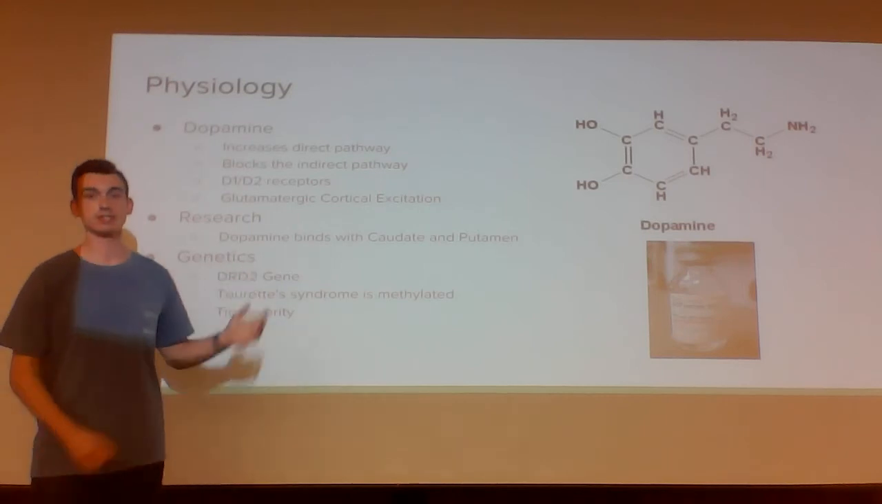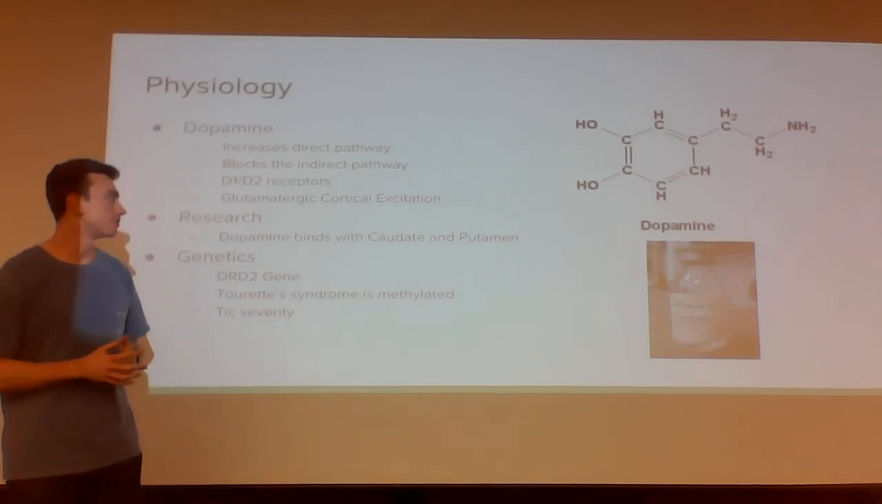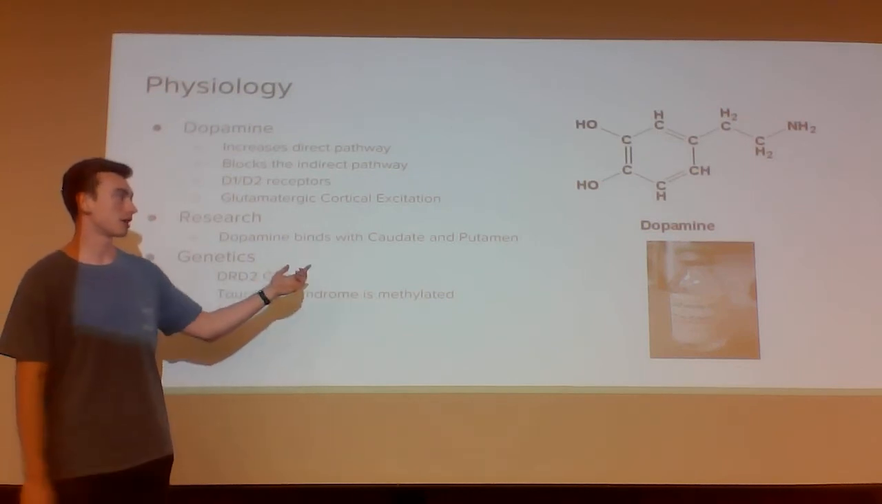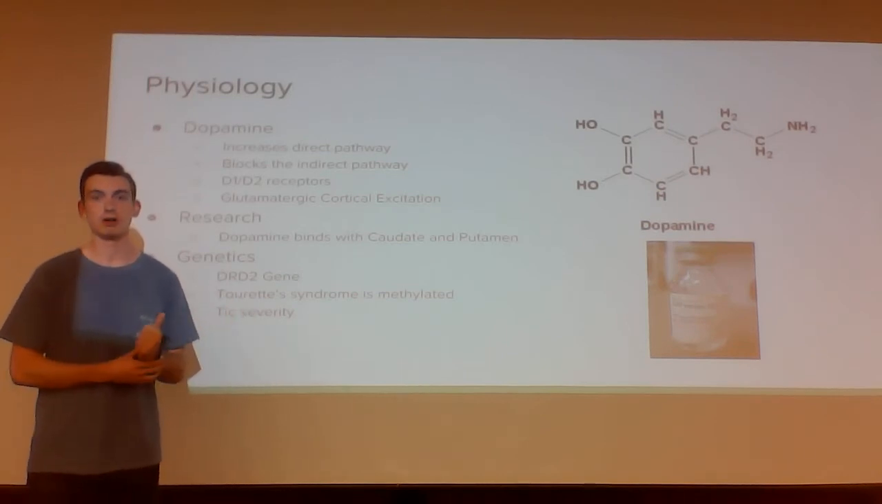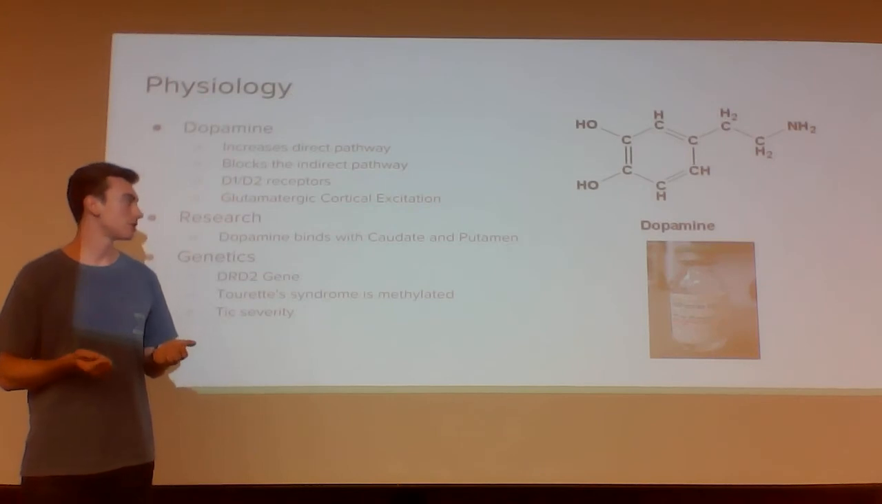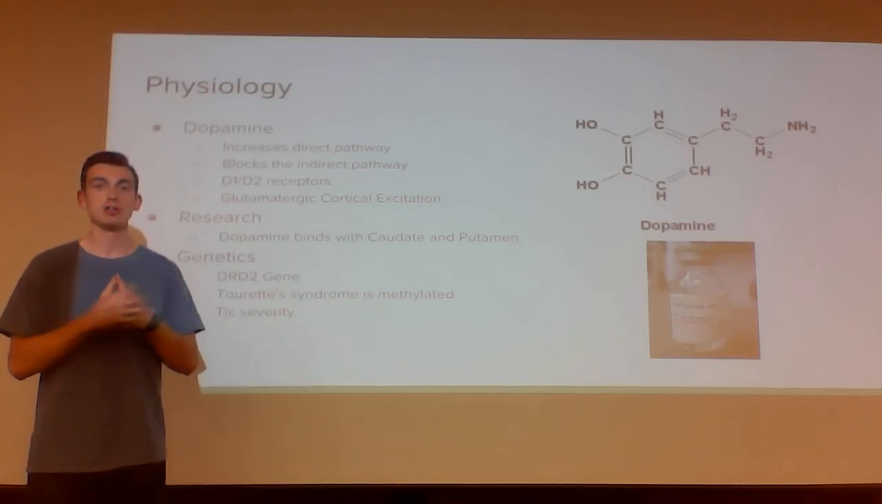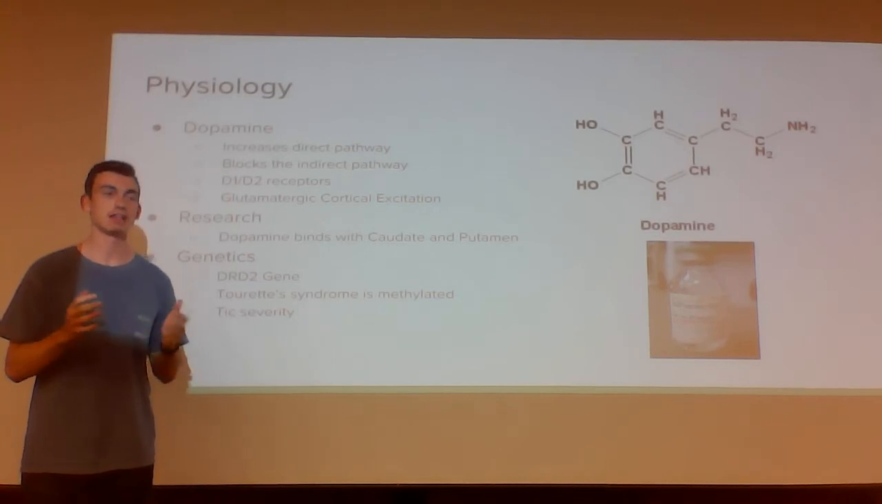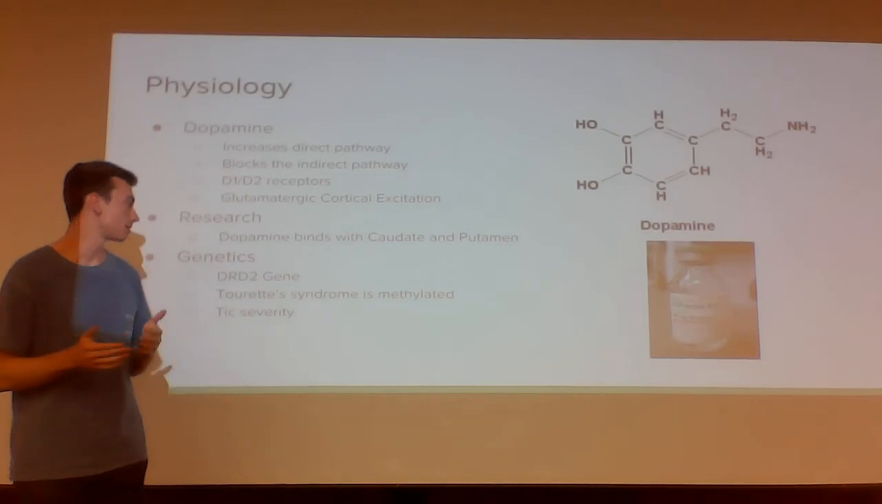Some research that has shown this is the pathophysiological mechanism is research done with the caudate and putamen. As stated in the last slide, that's part of the downstream activity that goes along with this overstimulation. What they found is that these transporter receptors are able to bind to dopamine, which says that dopamine is directly involved in the overstimulation of the basal ganglia.